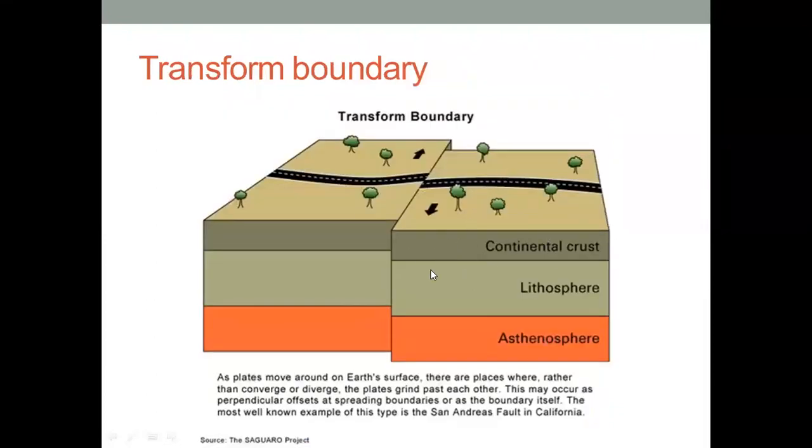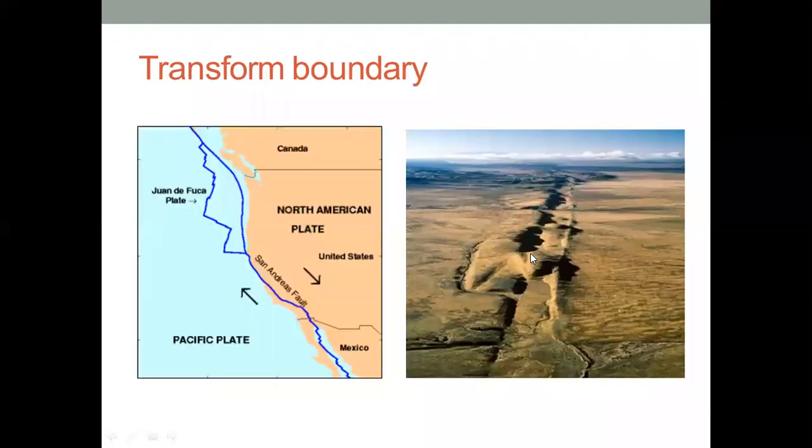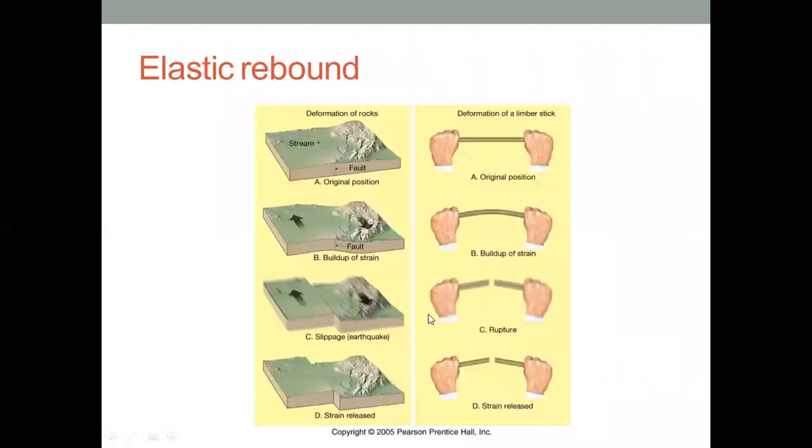And this is called a transform boundary. The example is the Pacific plate, that is the San Andreas Fault. So the elastic rebound we'll see in the next class.